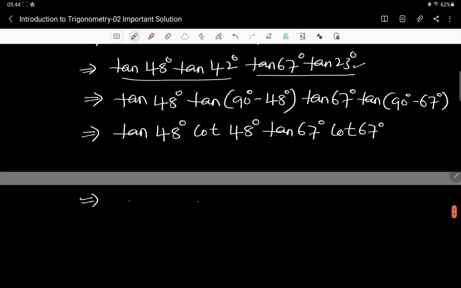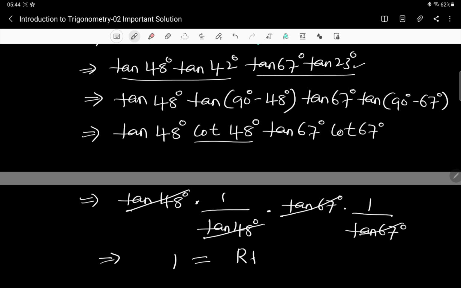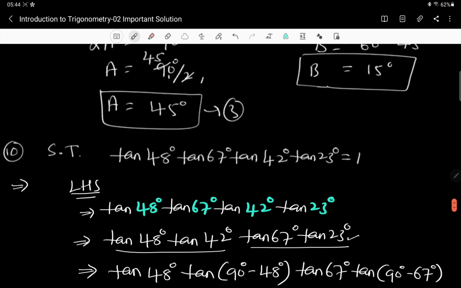So now tan 48 degree into cot 48 can be written as 1 divided by tan 48, into tan 67 degree into cot 67, which can be written as 1 over tan 67 degree. All right, so tan 48, tan 48, tan 67, tan 67 all got cancelled and we got the answer 1, which is equal to RHS, and hence it is proved.